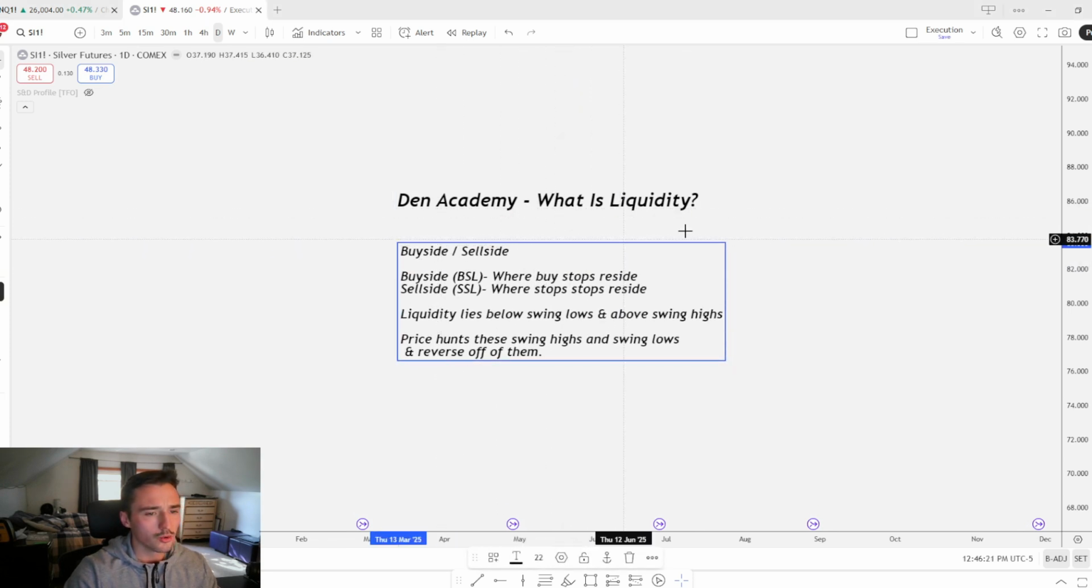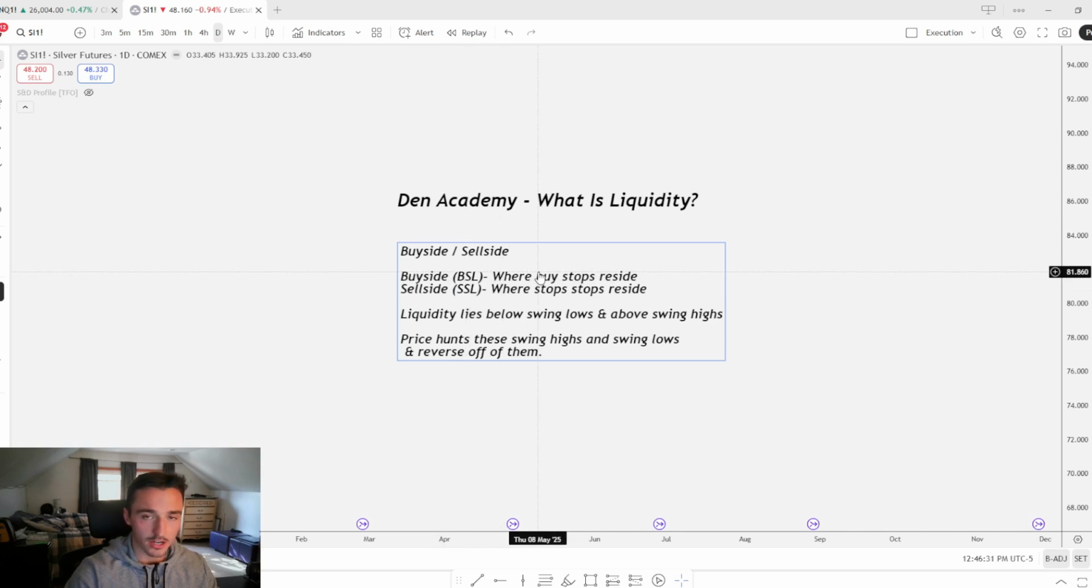Now, there are two types of liquidity. It is buy side and sell side. Buy side, which is abbreviated BSL, buy side liquidity, is where buy stops reside, right? So if you're in a short position, you have to put your stop loss as a buy stop, right? So that is where your buy stops reside in buy side liquidity.